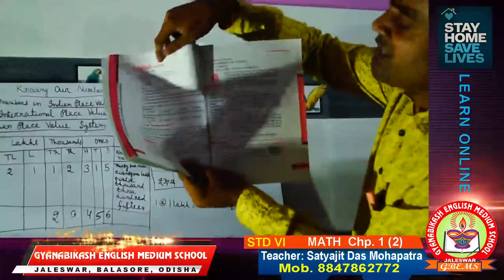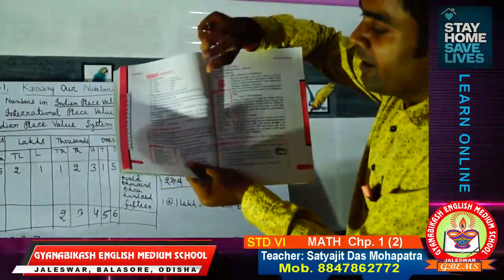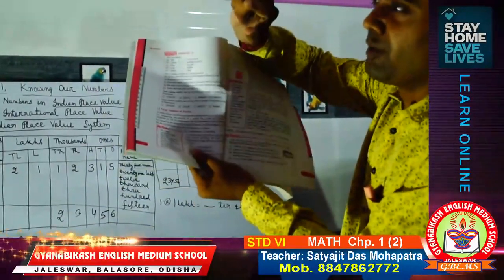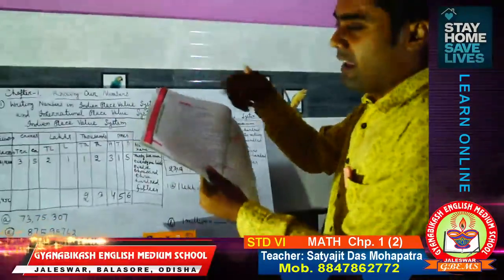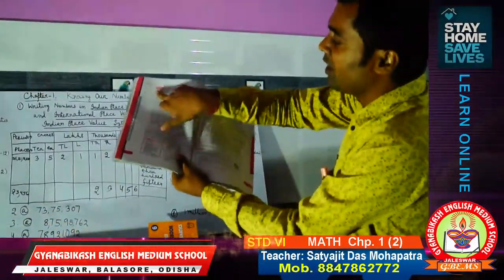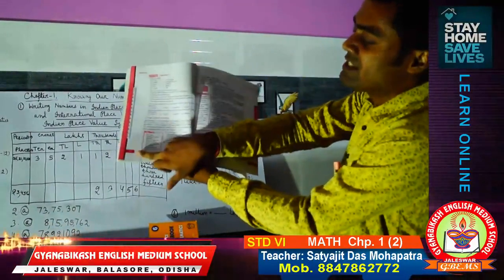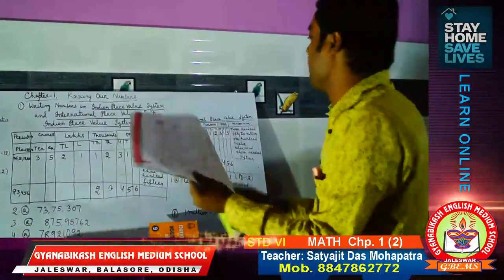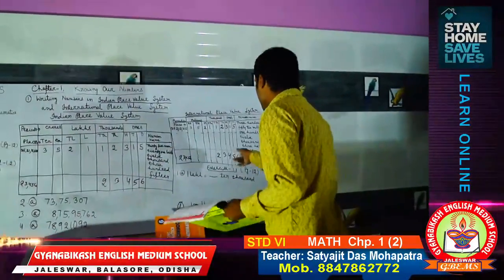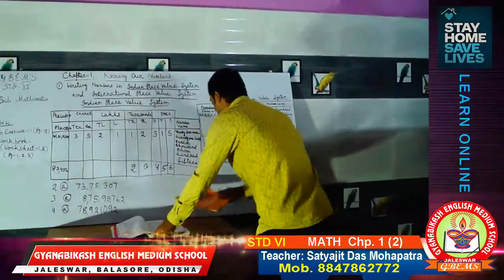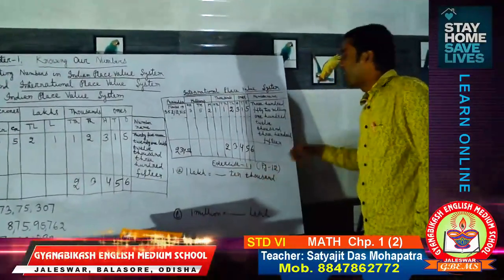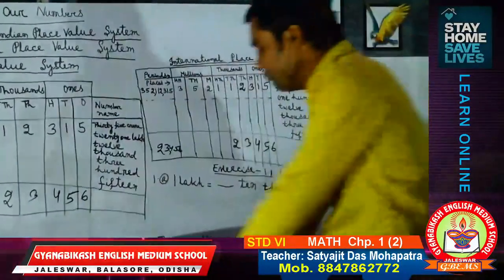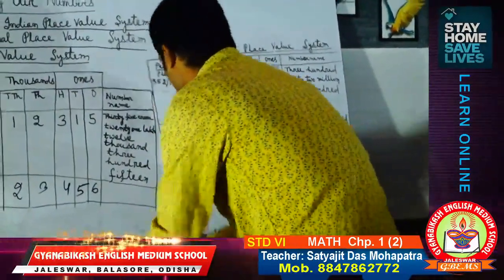This is exercise 1.1, and you should write the page number, because it is easy to find when any exam is there. So here, exercise 1.1, this is page number 12. Here we can do one question. Here is given: 1 lakh is equal to dash 10,000. You should know that one.